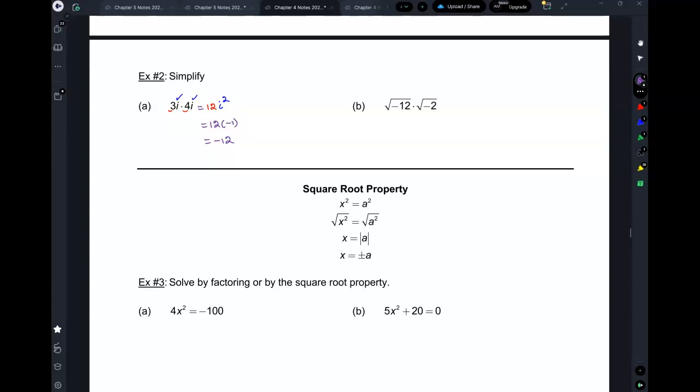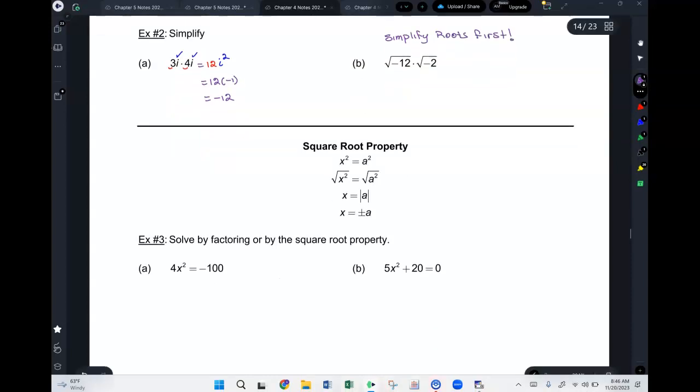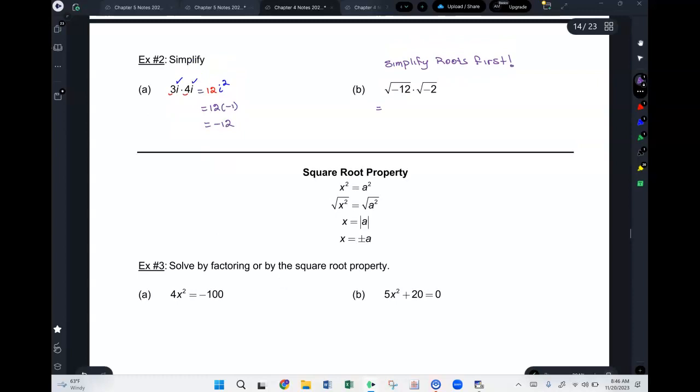Okay. This one. We have to simplify roots first. Okay, so what will this be? The i will come out, so you have root 12. The i will come out, so you have root 2. Can the root 2 simplify anymore? No, but the root 12 can, right? So let's do the 12.